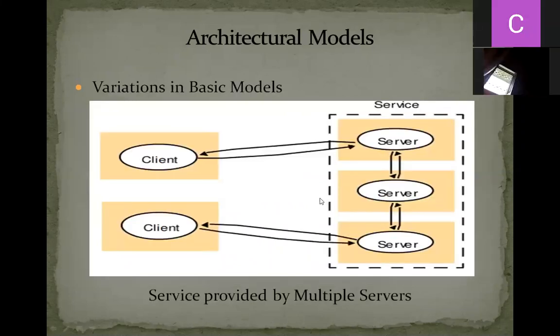The second architectural model is the variation being proposed in the basic model, which is the client-server model that we are discussing. Before we go into the detail, let us first discuss what the functions of the distributed system are.